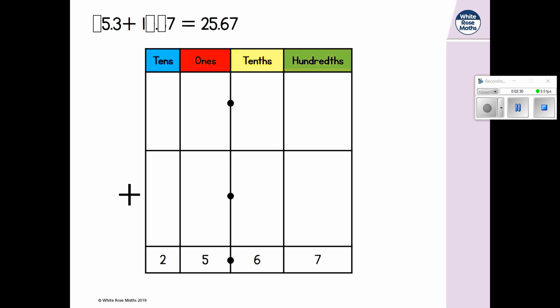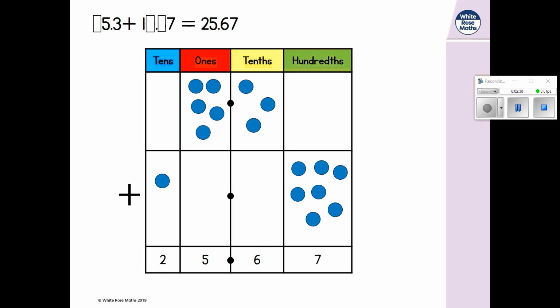In this example, some of the digits are missing. Let's put counters into our place value grid for the digits that we do know. First, let's look in the hundredths column. The number of hundredths in the answer is 7. And there are 7 hundredths in our hundredths column. So we don't need to add any hundredths.